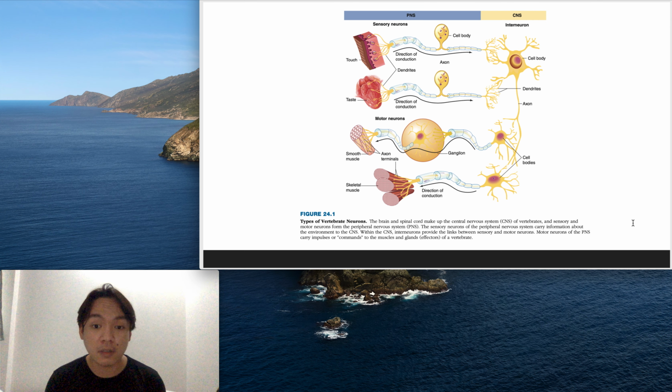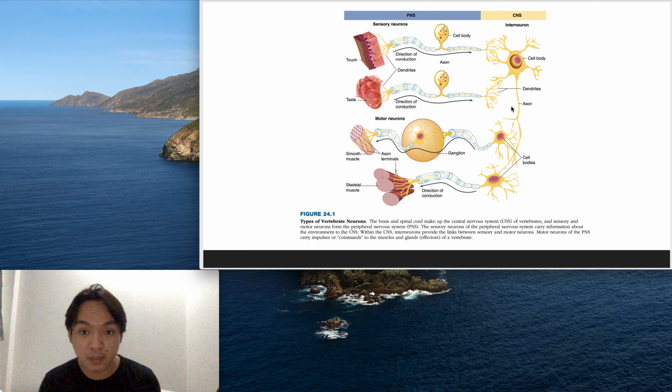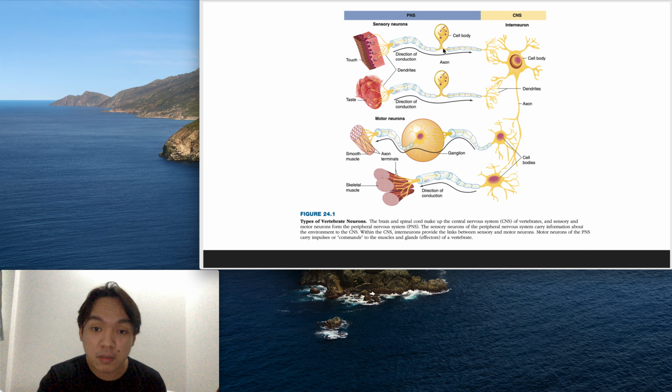So these are vertebrate neurons. The brain and spinal cord create the central nervous system of the vertebrates, and sensory and motor neurons form the peripheral nervous system. So we have touch, taste, smooth muscles, skeletal muscles, and within the CNS, the interneurons, this one here. They provide the link between the sensory and the motor neuron. So these are the touch or taste. Going to the motor neurons in this part, they command, using the impulse, your muscles or glands or the effectors of the vertebrate.